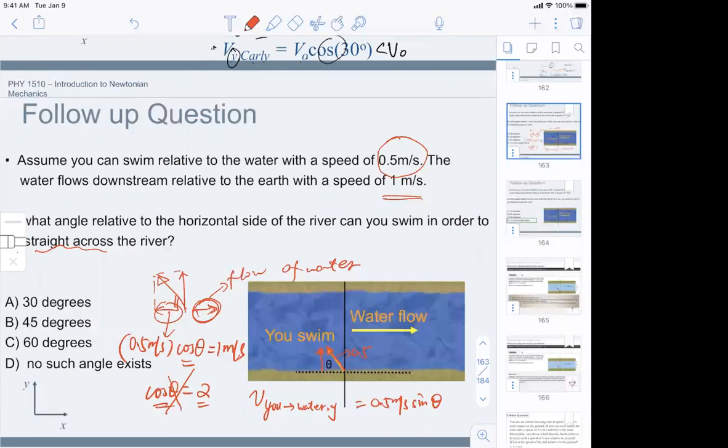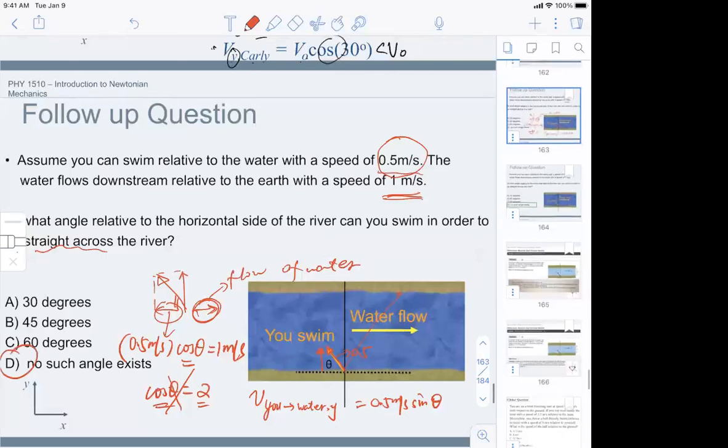So you can see that in this case, you can think of your effort as part of the effort crossing the river and part of the effort fighting the water flow. But the biggest effort you can have is 0.5 meters per second. It's already smaller than the flow of the water. So the component of that speed is going to be even smaller than this. So there's no way you will be able to go directly across. In this case, most likely you will be washed downstream by the water. So in this case, we would answer D.